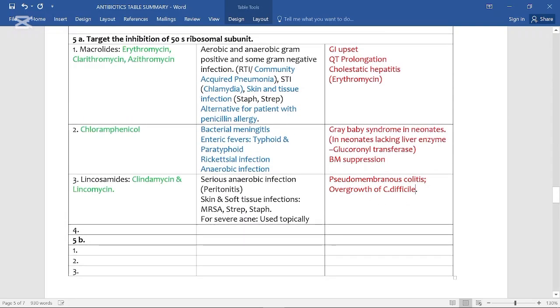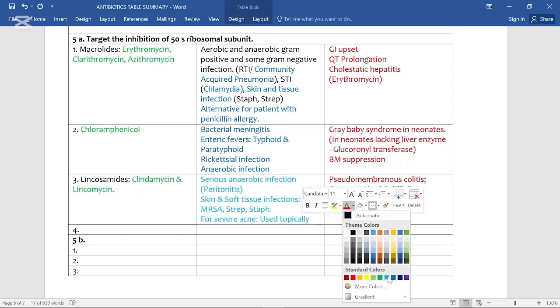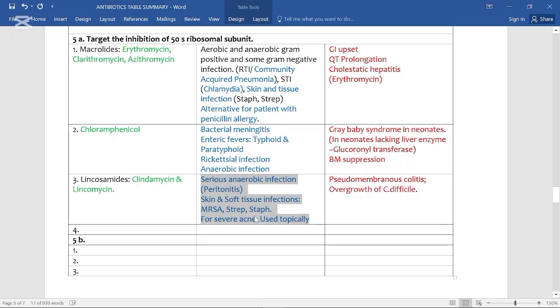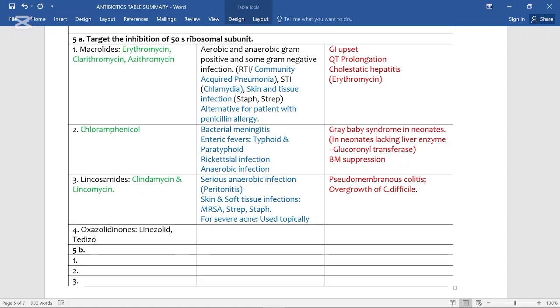Okay, so that's the three examples of the classes of drugs that work by inhibiting the 50S ribosomal subunit. So another one that you have to mention, the last one, is the oxazolidinones. Here, the drugs that fall under this category, number one is the linezolid, and another one also is the tedizolid. So these are the two major drugs that fall under this category.